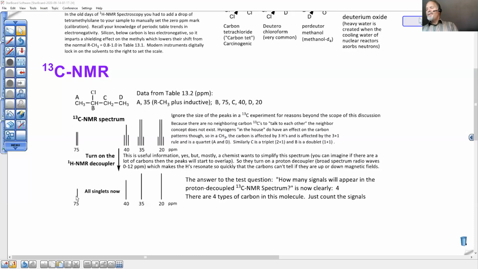And it's much easier to count singlets, isn't it? If you had these peaks getting close to each other, it would be hard to tell where a triplet started and where a quartet left off with overlap, but it's much easier to count singlets.